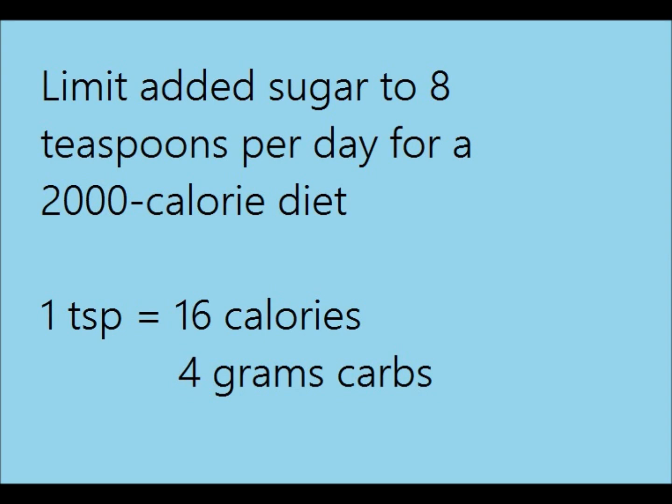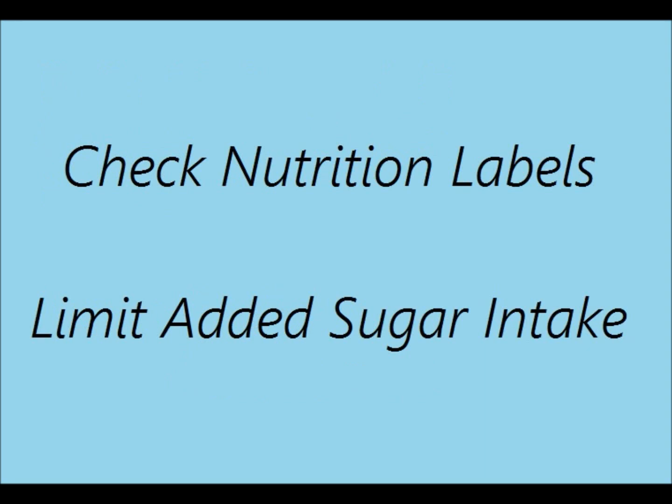The USDA's Dietary Guidelines for Americans recommends limiting added sugar to no more than 8 teaspoons a day for a 2,000 calorie diet. One teaspoon of sugar provides about 16 calories and 4 grams of carbohydrates. Even with healthy foods like whole grain cereals and yogurt, little amounts of added sugar certainly do add up, so be sure to check nutrition labels and try to limit foods with added sugar.